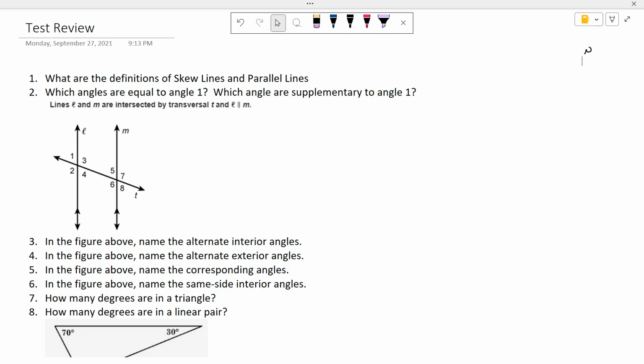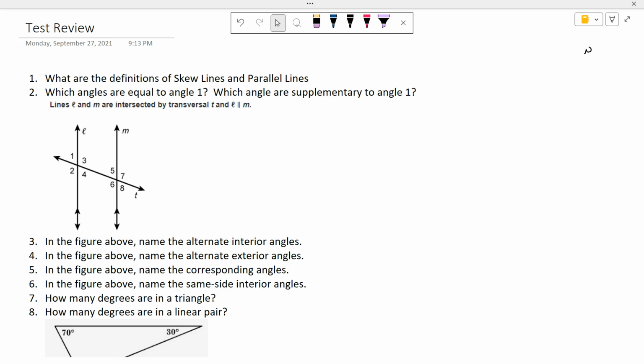And we know 4, 5, and 8 are equal. 7 is supplementary to angle 1. There's one left, Elizabeth. 3. So 2, 3, 6, and 7 are all supplementary to angle 1. 4, 5, and 8 are all congruent to angle 1.